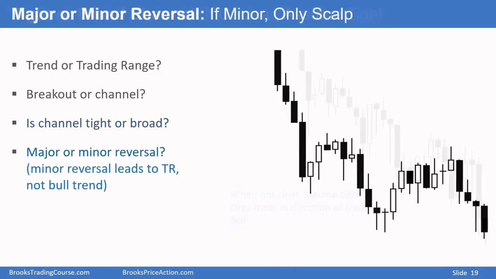Reversals. We have a couple legs down and we are reversing up. Is this a major or minor reversal? Is it going to be a major reversal into a bull trend or a minor reversal into a bear flag or a trading range? In general, when the channel down is very tight, any reversal is probably minor, which means a bull leg in a trading range or a bull leg in a bear channel. So if you're buying a minor reversal in a bear trend, it's better only to be scalping.